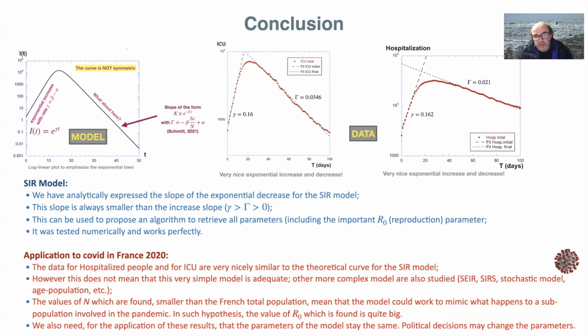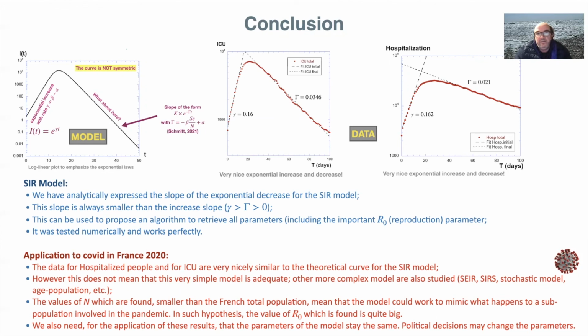We can find that the R naught was quite large. But the number N is not the total French population, it's a subpopulation. Of course, it doesn't mean that the epidemic was really following a SEIR model. It was just an assumption. Let's say if the epidemic is following the SEIR model, then we can try to estimate the parameters with our algorithm. Of course, we know that real life is not so simple.